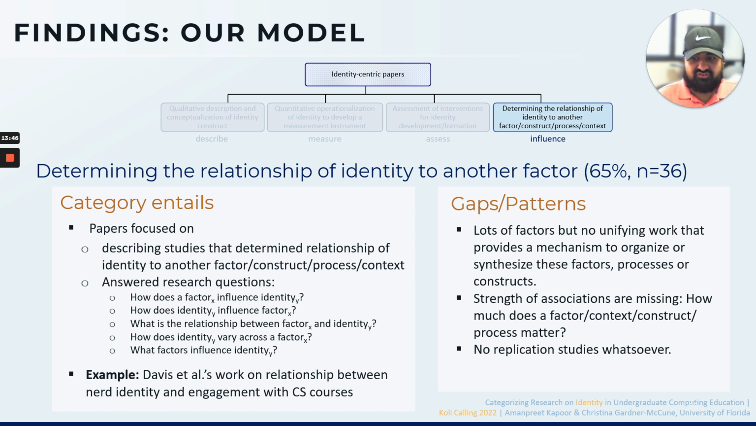There were no replication studies whatsoever, so in the future we need more of those, as most of these factors that have been suggested were through qualitative research.